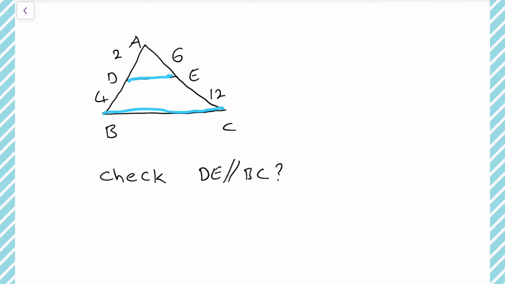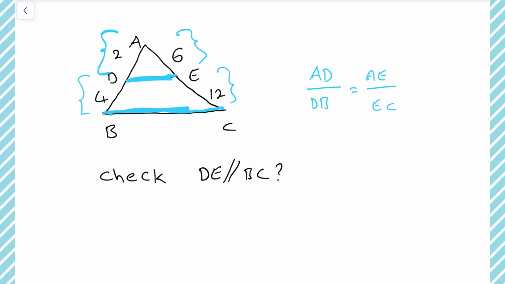So that is AD divided by DB equals AE by EC. If these two ratios are equal to each other, then we can conclude that this DE line is parallel to the BC line. So let us check whether these ratios are equal or not.